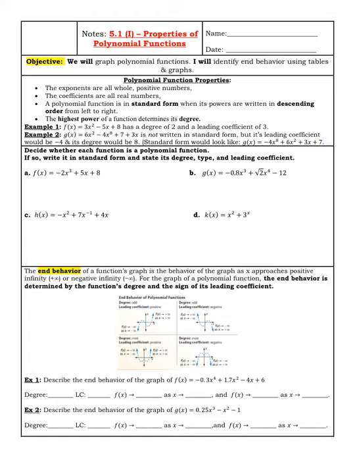So in these examples, determine whether each function is a polynomial function. If so, write it in standard form and state its degree, type, and leading coefficient. By type, I'm just going to go with identifying it as an odd function or an even function. And we'll talk a bit more about it in the second section. But that's really all we need to cover.